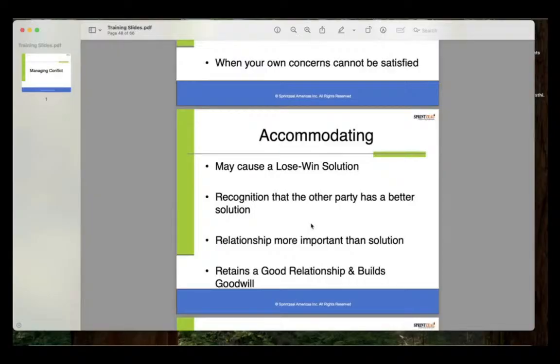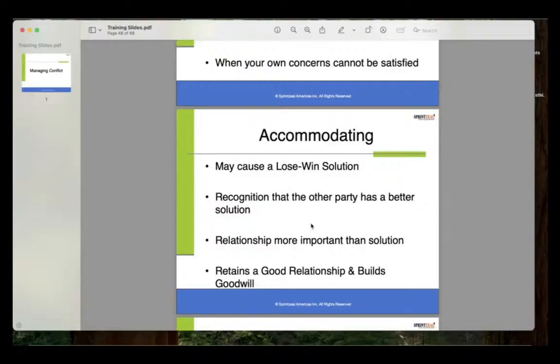Recognition that the other party has a better solution. Relationship more important than the solution. So these are some points that we should see before applying any particular type of conflict handling style. Relationships are more important than the solution in this particular accommodating style.